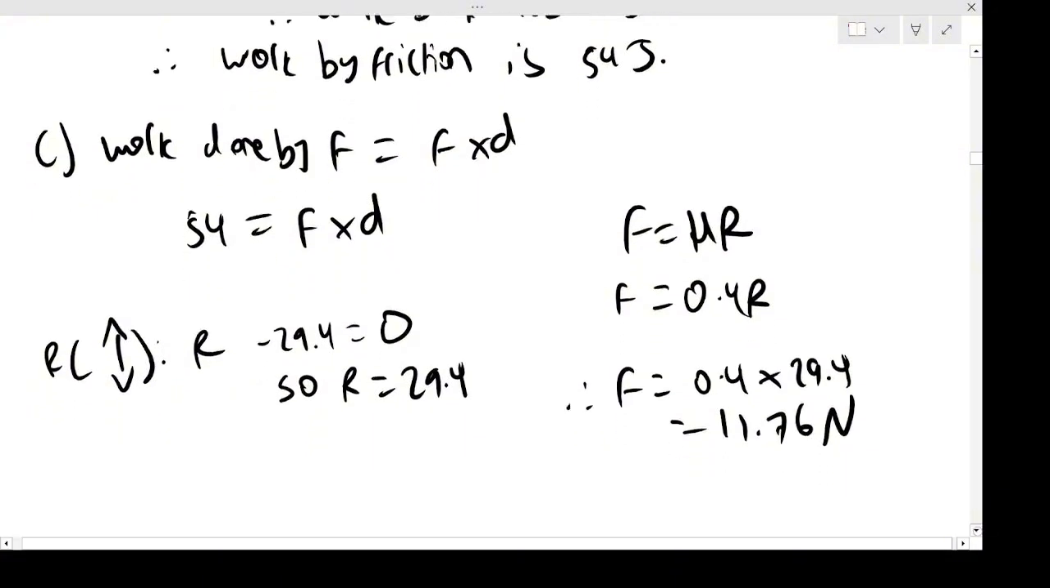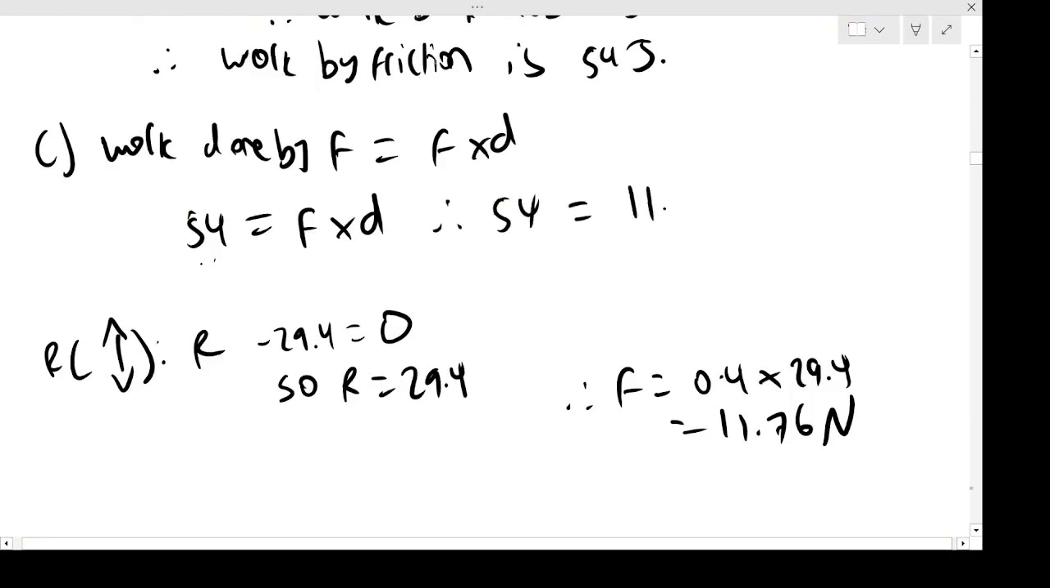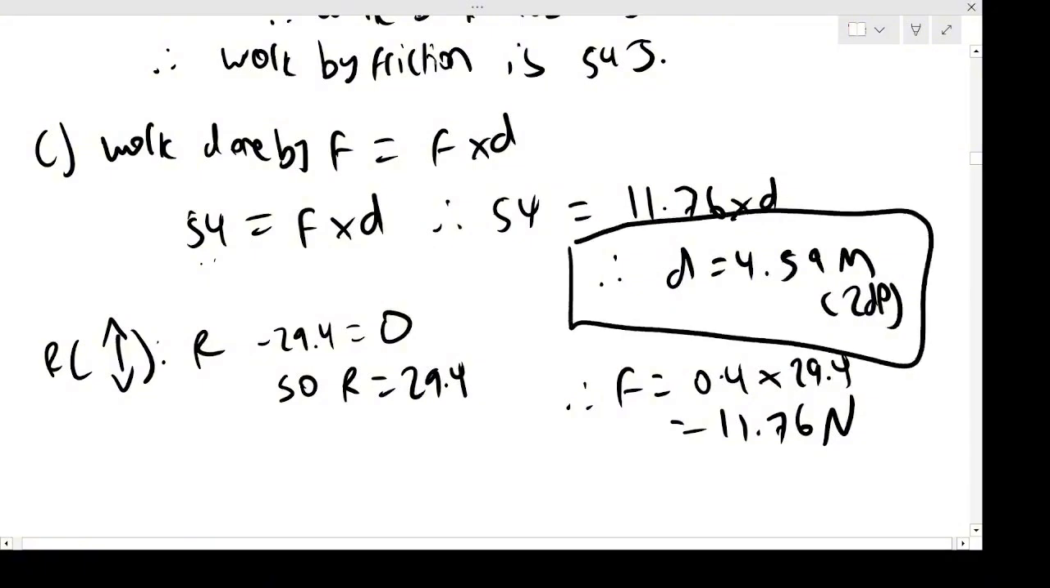Okay, so we're nearly there. So now we can look at this formula again. I say that 54, in fact, I'll get rid of this now. That 54 is equal to F, which is 11.76 times D. Therefore, D, the distance is 54 divided by 11.76, which gets me 4.59 meters to 2 decimal places. And there we are. That's the distance from the 2 points.